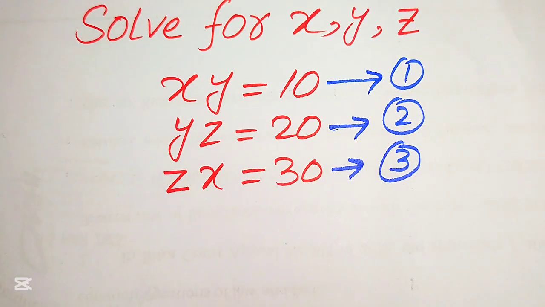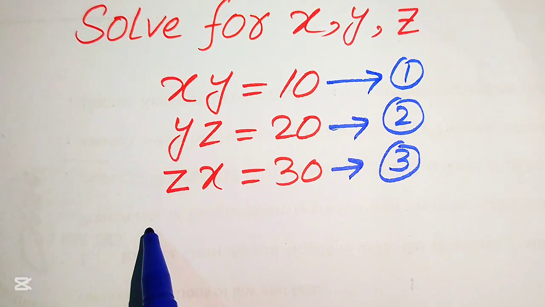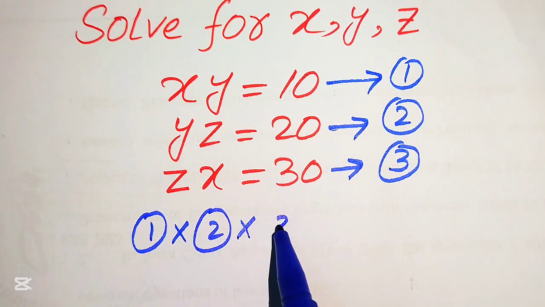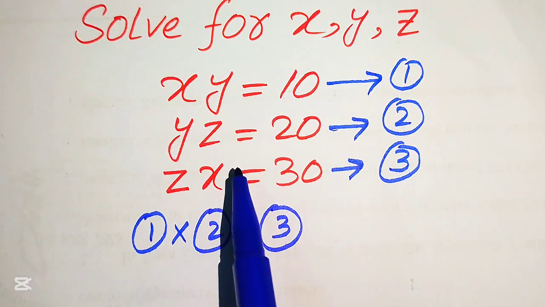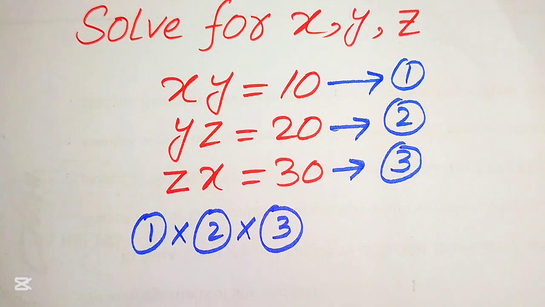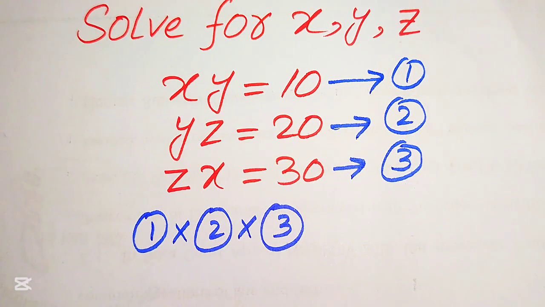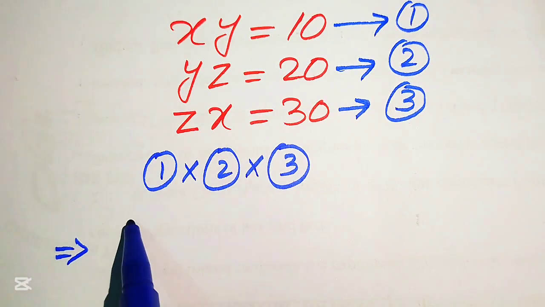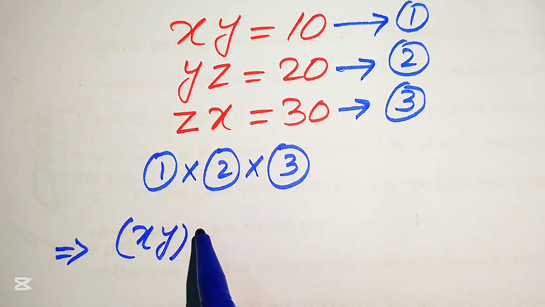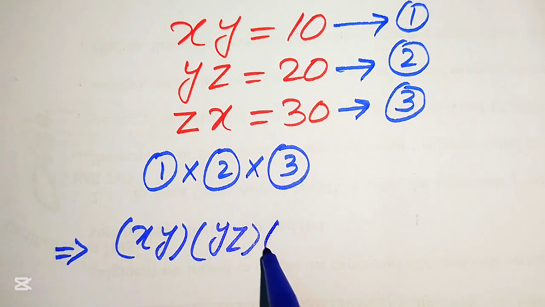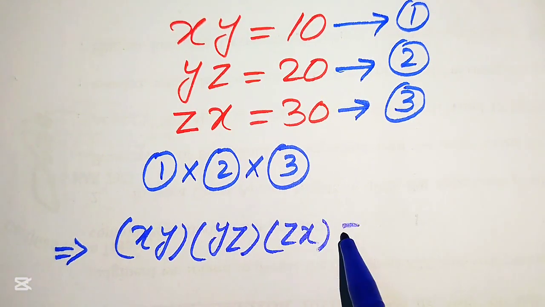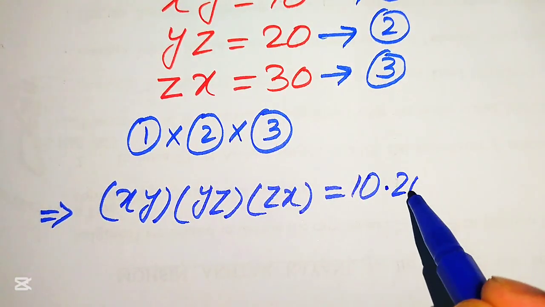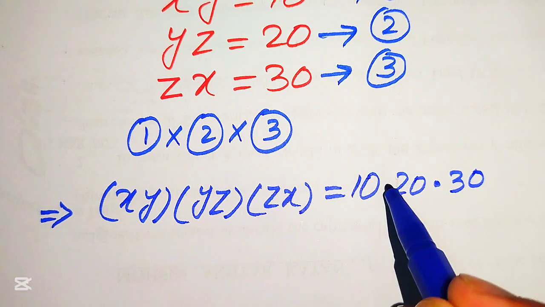And now first we need to multiply these three equations, so we multiply equation number one with equation number two and equation number three. It means that we multiply the left hand sides with the left hand sides and the right hand sides with the right hand sides. So when we multiply the left hand sides, it will be written as xy multiplied by yz multiplied by zx equals 20 multiplied by 20 multiplied by 30.